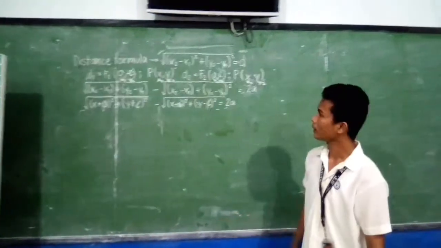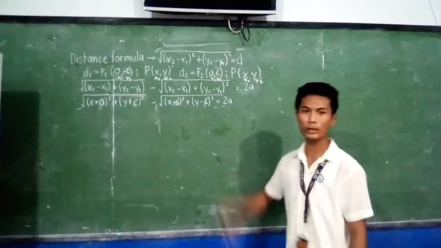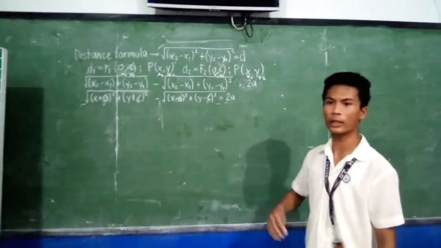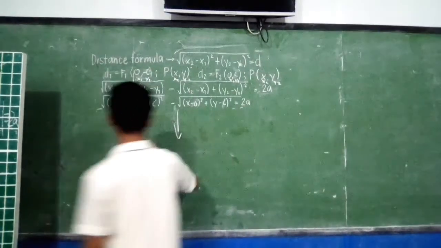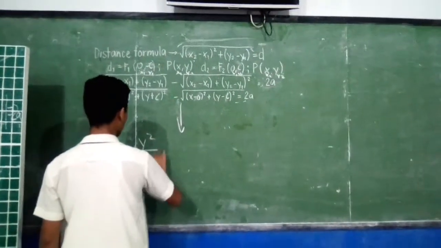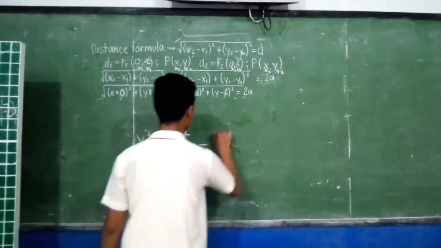In deriving the formula of the y-axis of the hyperbola, we will use the same equation but different coordinates. But by following the same process, we'll get the formula y squared over a squared minus x squared over b squared equals 1.